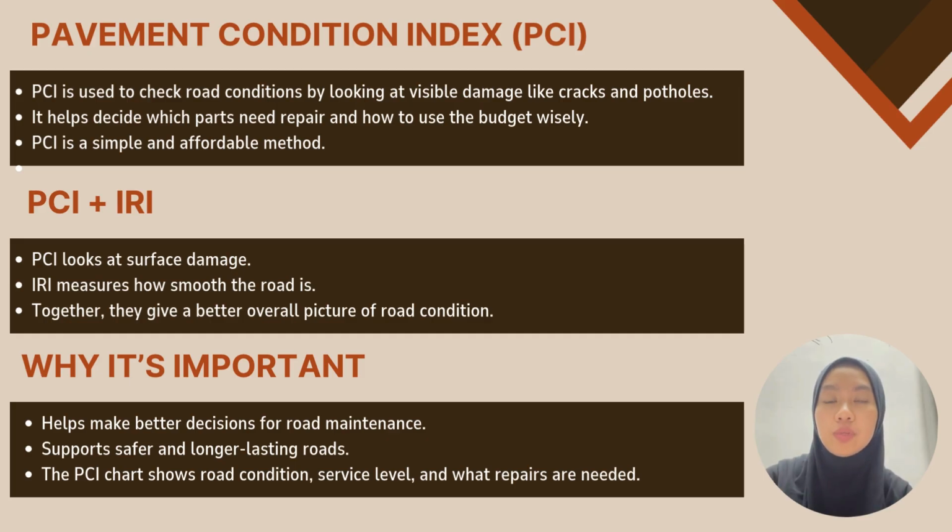Okay, so the pavement condition index or PCI is used to check road damage like cracks and potholes. It helps us to decide what to fix and how to spend the budget. It's simple, useful, and cost-effective. So the next is PCI and IRI. PCI checks surface damage, while IRI checks how smooth the road is. So when put together, they give a full view of road condition.